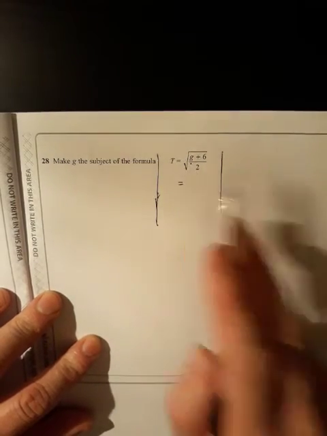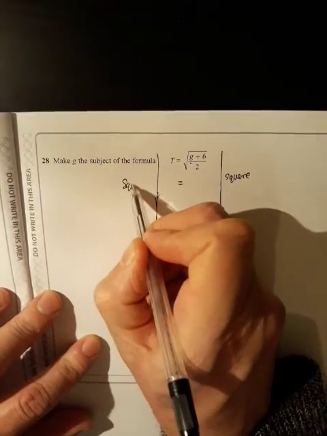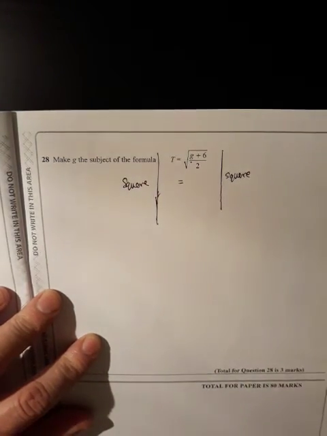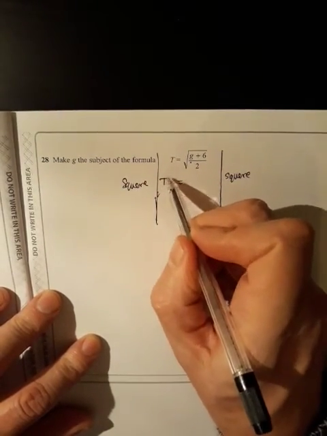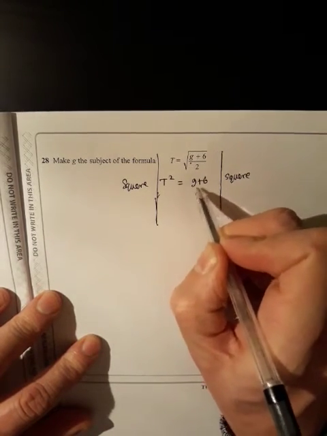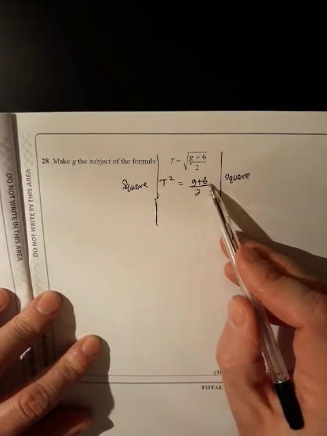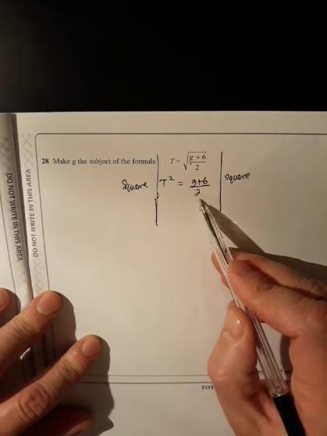How do I get rid of that square root sign? I'm going to square. I'm just going to write that because symbols sometimes confuse things. So if I square the left-hand side, it becomes t squared. If I square the right-hand side, it's just g plus 6 over 2. What's stopping g being on its own now? The plus 6 and the 2.